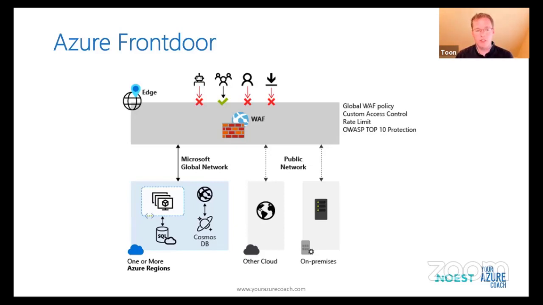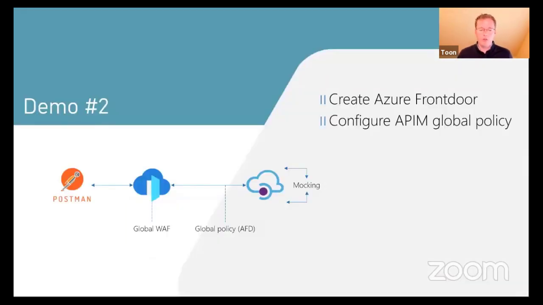Next to that, Azure Front Door is also a content delivery network, and it can improve your performance thanks to caching. And be aware that the routing of the calls between Azure Front Door and your API manager goes over the global Microsoft network, so you have lower latency there. So in this demo, I want to configure Azure Front Door in front of my API manager. And then I will configure API management to only allow communication from Azure Front Door.